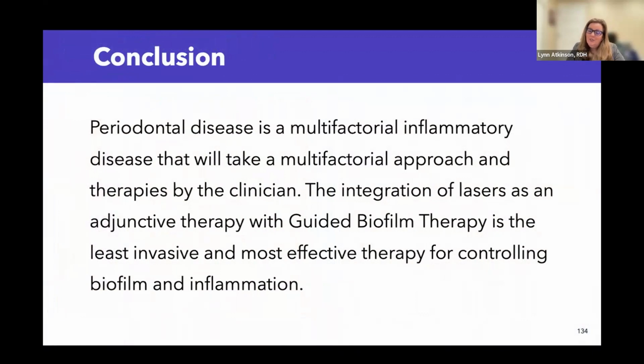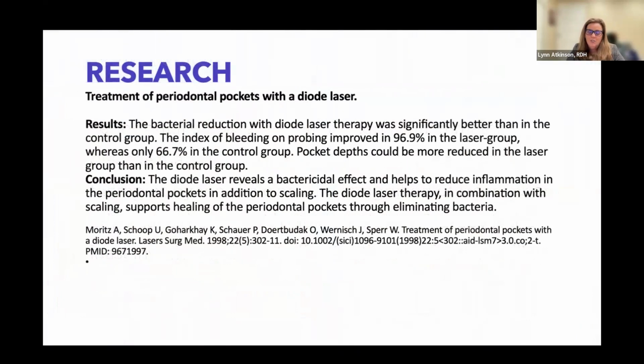Periodontal disease, in conclusion, periodontal disease is a multifactorial inflammatory disease, and it will take a multifactorial approach and therapies by the clinician, and the integration of lasers as an adjunctive therapy with your guided biofilm therapy is the least invasive and most effective therapy for controlling biofilm and inflammation.